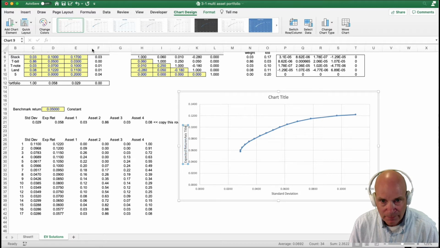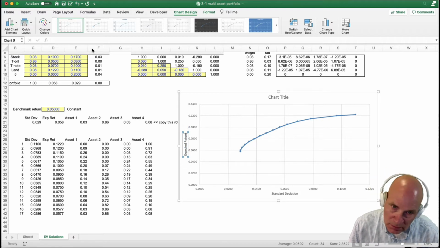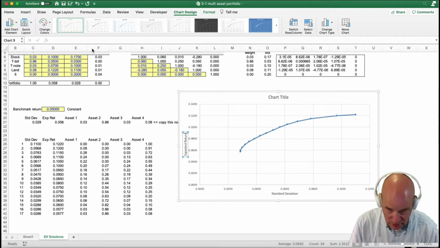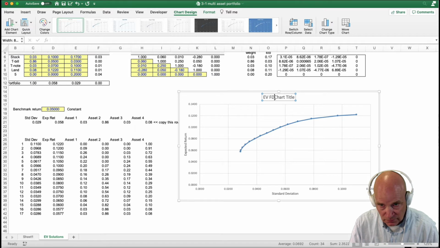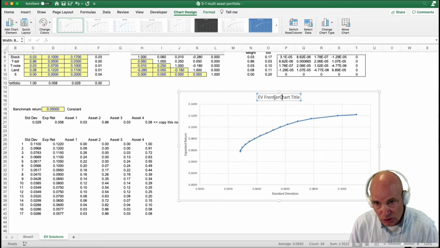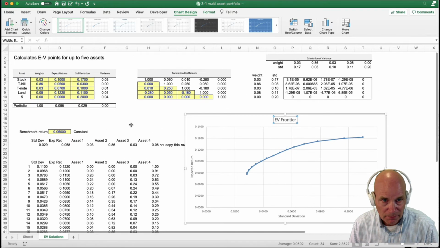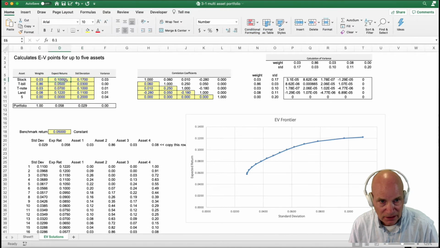All right. This EV Frontier was produced with 4 assets. I am going to put those on our graph as well. Again, those were given up here. Here are our standard deviations. Here are our expected returns from our 4 assets.